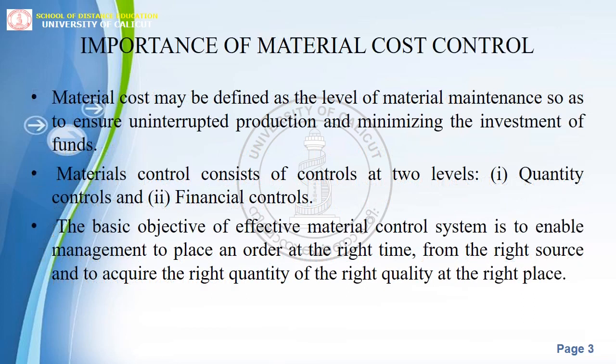Material control system consists of two levels: quantity controls and financial control. The basic objective of an effective material control system is to enable management to place an order at the right time, from the right source, in the right quantity, of the right quality, at the right place.